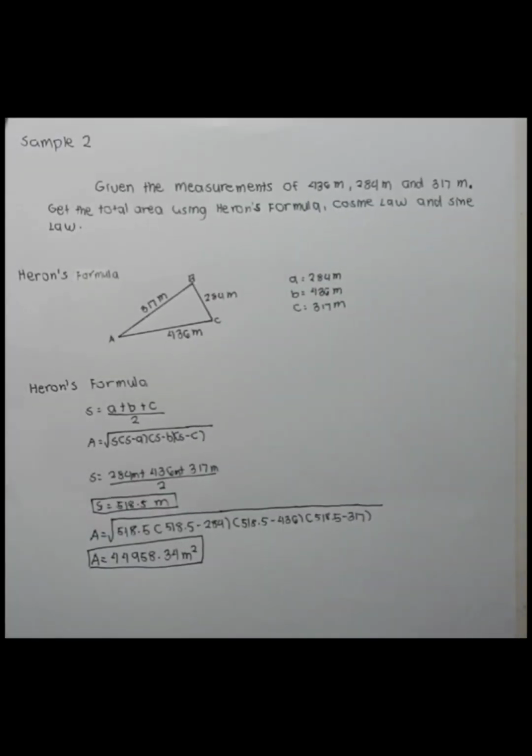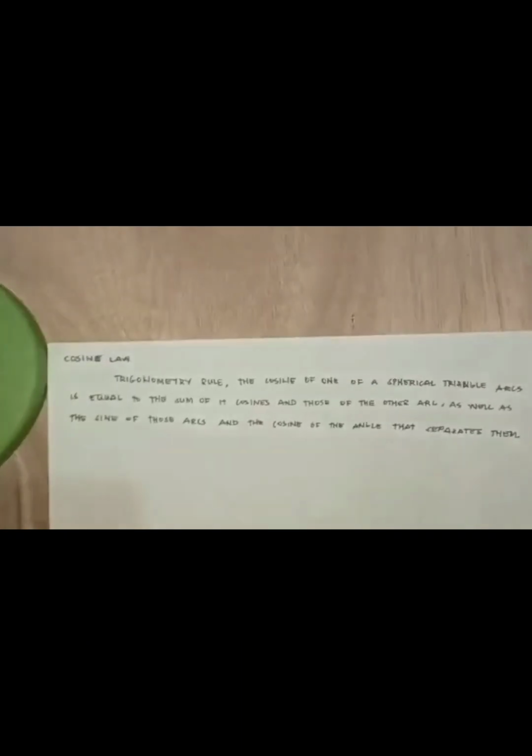Another formula, the cosine law, will be explained by Miss Henlin Lukmay. Cosine law is a trigonometry rule. The cosine of one of a spherical triangle arc is equal to the sum of its cosine and those of the other's arc, as well as the sine of those arcs and the cosine of the angle that separates them.